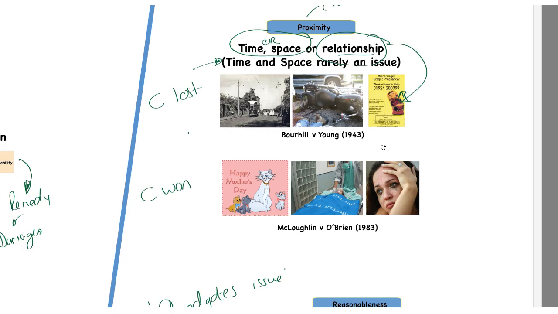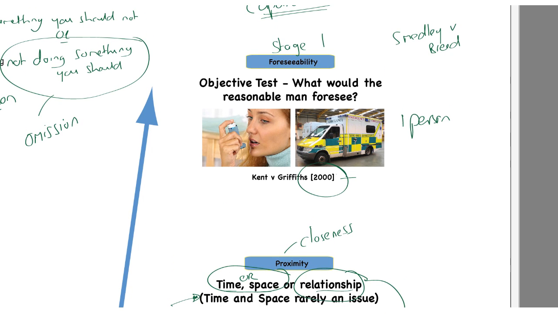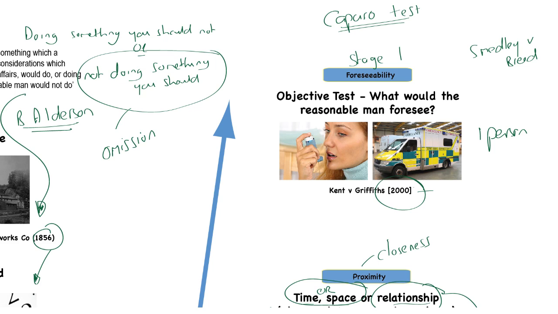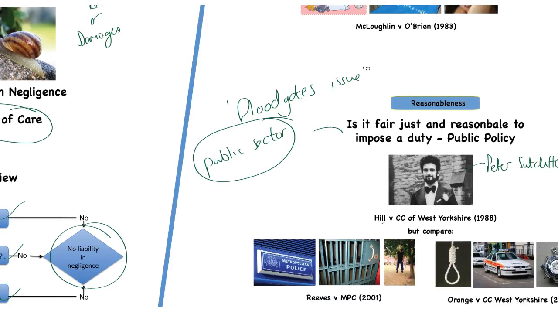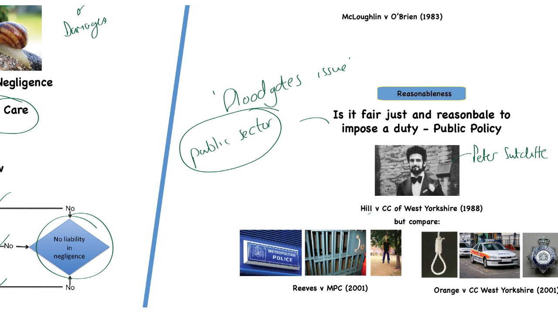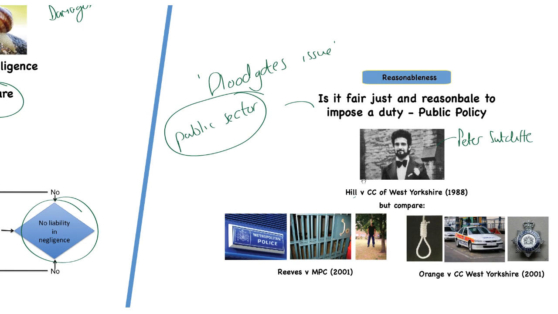Now, go back here to Kent versus Griffiths. It is possible to foresee the actual injury to the claimant here. She's an asthmatic. They are on their way to treat the asthmatic. So their duty of care is to an individual. In Hill versus Chief Constable, the duty of care is to the entire community. And you can't reasonably foresee the damage to one individual and specific person. So this is a clear example of the Caparo reasonable test.